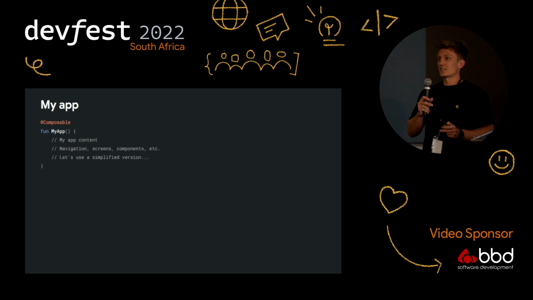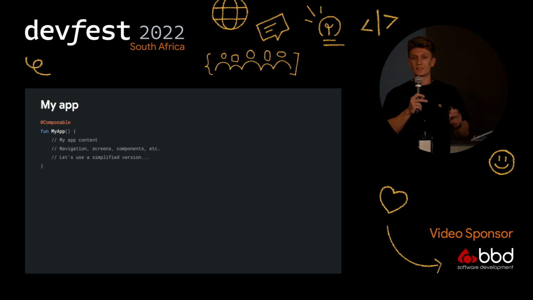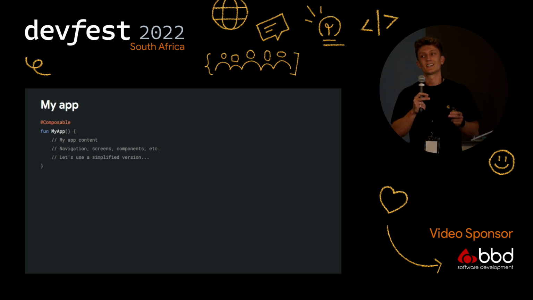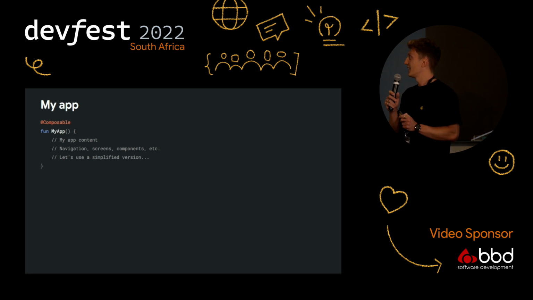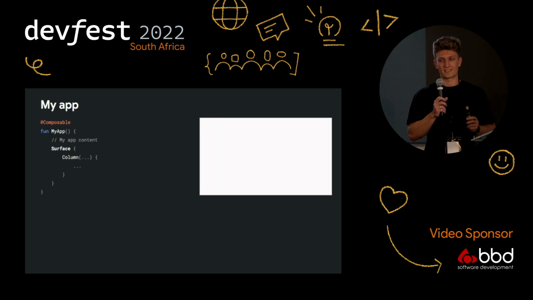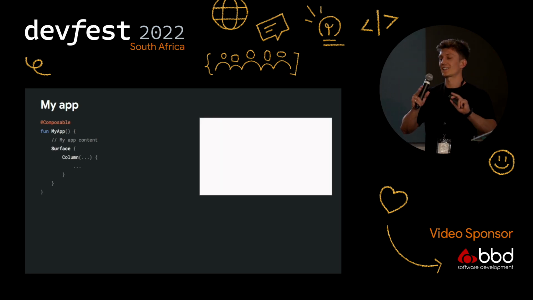To illustrate how this works, I'm going to be using this composable function that's going to model an entire app. So in the real world, this composable function would include things like your navigation graph, then the individual screens that actually sit in your navigation graph, and then the components that make up these screens, etc., etc. This is all pretty complex, so I'm going to use a drastically simplified version, and it starts looking like this. So imagine this is like an entire app.